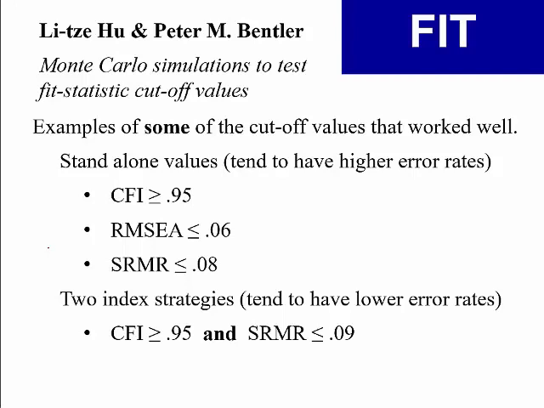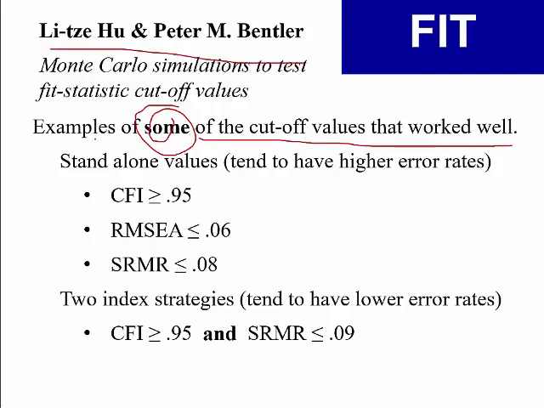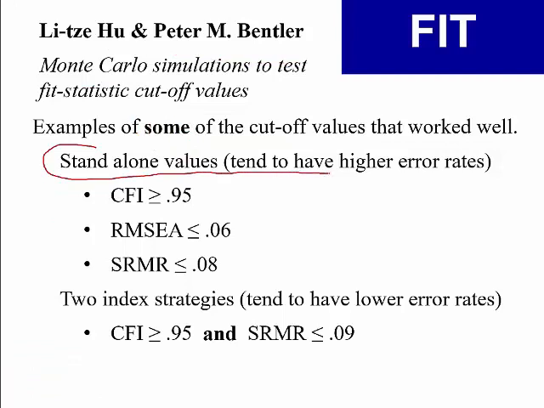So here are my suggested, there's many other possible things we could suggest here, but here are some of the cutoff values from the Hu and Bentler paper that worked well based on their Monte Carlo simulations. And I have two different options here. The first one is if you're just going to use one fit index by itself. So I have these stand-alone values. This would be if you're just going to look at one fit index and nothing else.